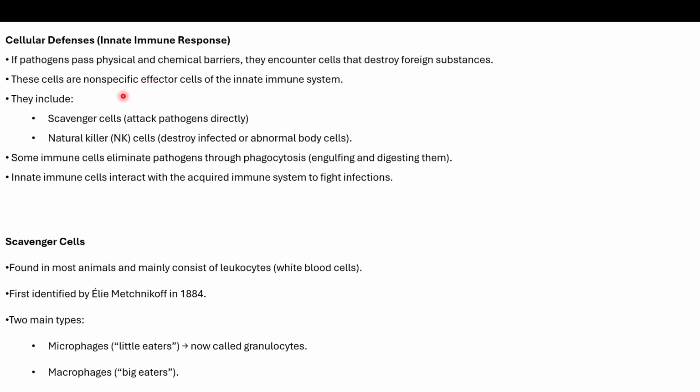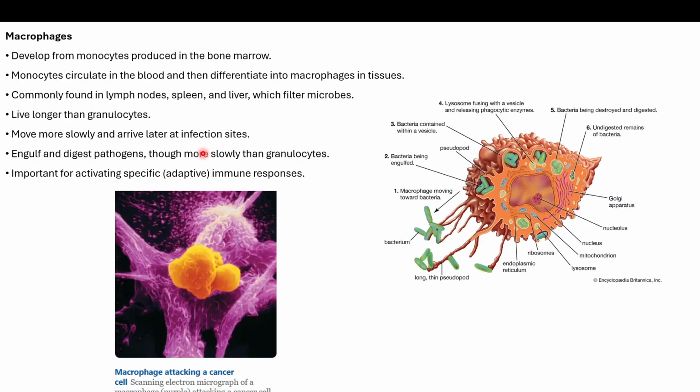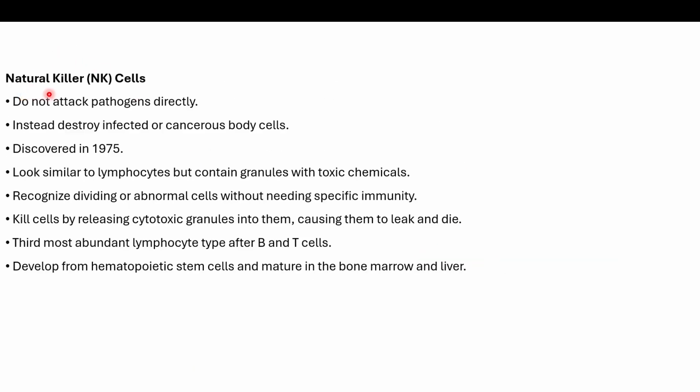So we looked at microphages and macrophages, which are scavenger cells which can attack the pathogens directly. Now we will look at natural killer cells which destroy infected or abnormal body cells. So these NK cells do not attack the pathogens directly. Instead, they destroy the infected or cancerous body cells. These were discovered in 1975. These look similar to lymphocytes but contain granules with toxic chemicals.